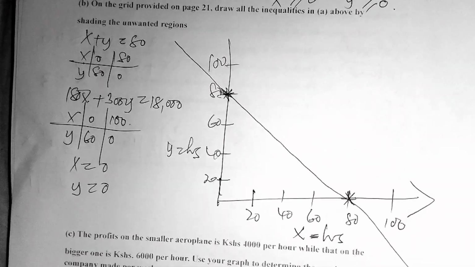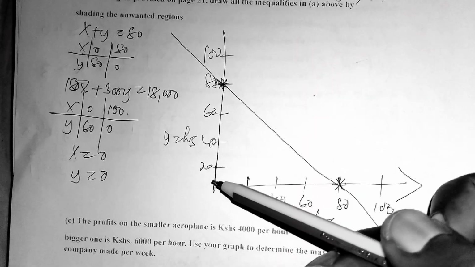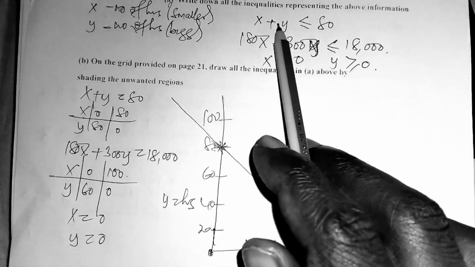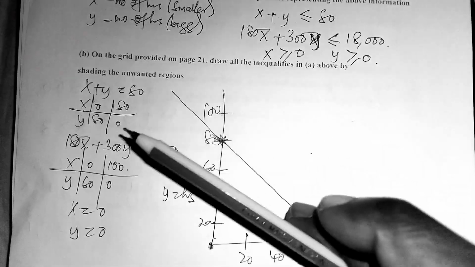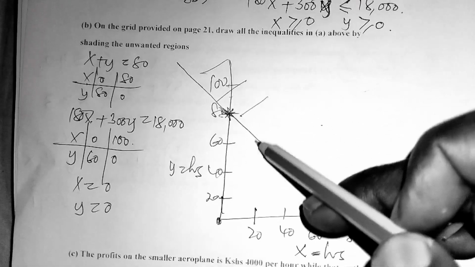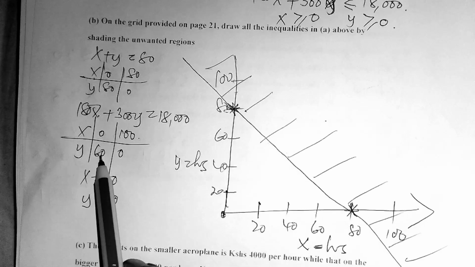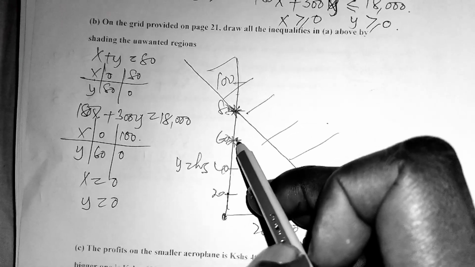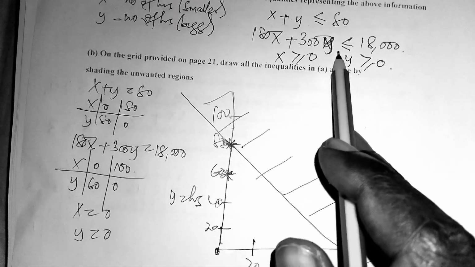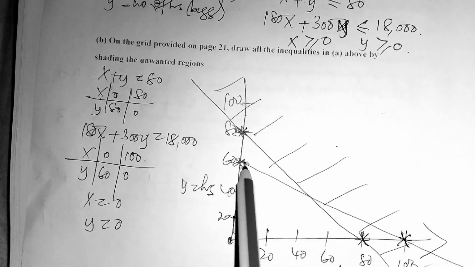So you can test using a point on this side or this side. The best point is 0, 0. So we have 0 plus 0 is less than or equal to 80, which is correct. So this side is the correct region, and the unwanted region is this other side. Then for the second line, we have the point 0, 60 here, then we have 100, 0, which is here. The inequality is also continuous, so again, using a straight ruler, connect.